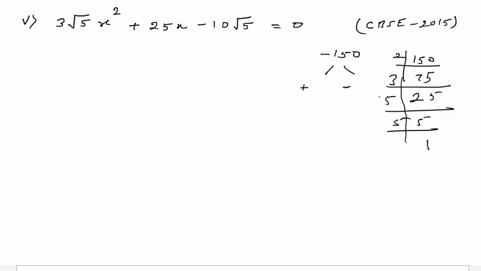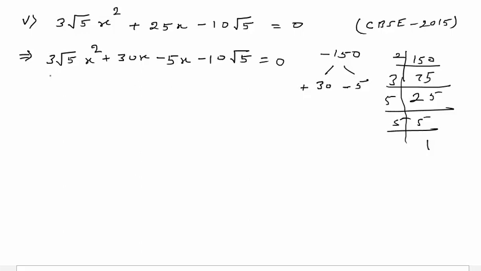Now 5 2s are 10 and 10 3s are 30, 30 and 5. So here I got plus 30 and minus 5. Their product is minus 150 and their addition will give me plus 25. So I write this problem as 3 root 5 x square plus 30x minus 5x minus 10 root 5 equal to 0.